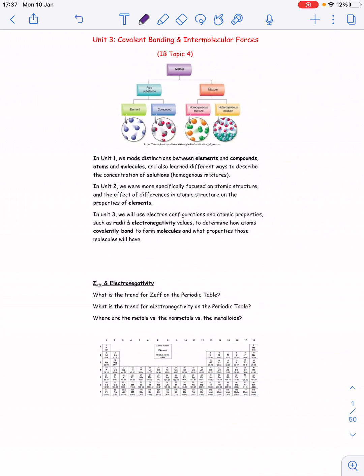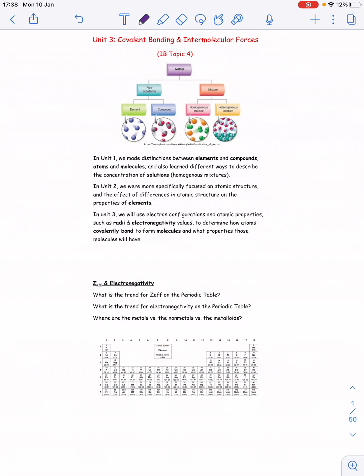Okay, so this is the beginning of Unit 3 on covalent bonding and intermolecular forces. This is part of IB Topic 4, but not all of IB Topic 4. Previously we've looked at elements and compounds, atoms and molecules, solutions. In Topic 1 we took a quantitative approach and talked about moles and mass and how we measure those different things. And then in Unit 2 we looked at atomic structure, so we went in depth inside the atom to understand the properties of individual atoms, and then how those properties changed gradually across the periodic table. So that was all in Unit 2.